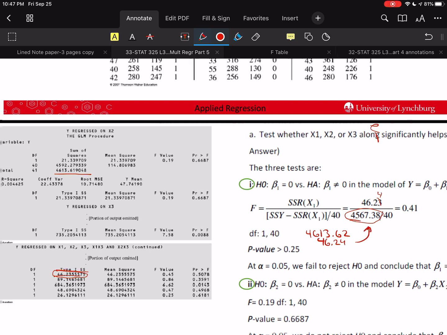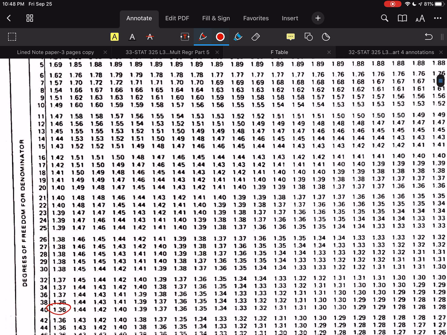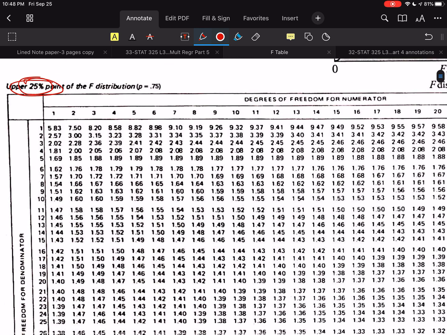And then we divide by the 40 degrees of freedom, because this is really divided by 1 in the numerator, so 40 in the denominator. And when we look up this 0.41 in the F table, the 0.25 here in the upper tail is the best we can do. So 1 and 40, here it is, it's 1.36, and 0.41 is smaller than that. So we know that the p-value is at least 0.25.